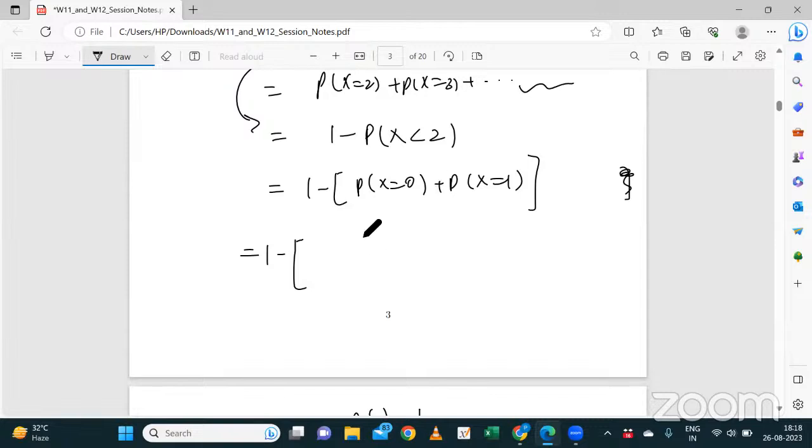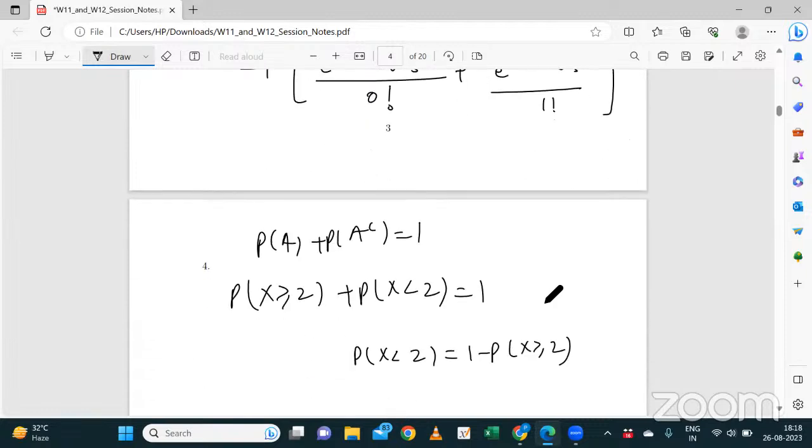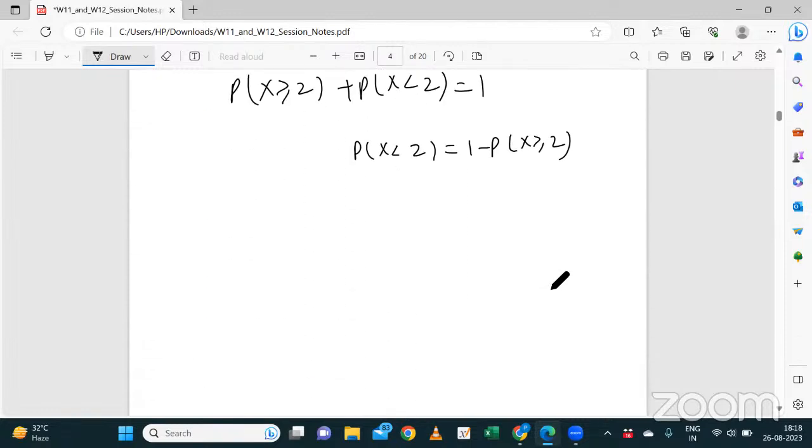Is this clear? So what you have to do here, we have to put the value. So e raised power minus lambda is 0.5, 0.5 raised power 0 divided by 0 factorial, plus e power minus 0.5, 0.5 raised power 1 divided by 1 factorial. You will solve, you will get the answer. Okay, so the rough idea is okay for everyone? Yes, sir.